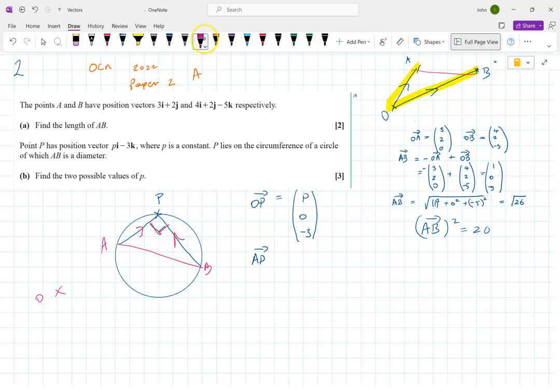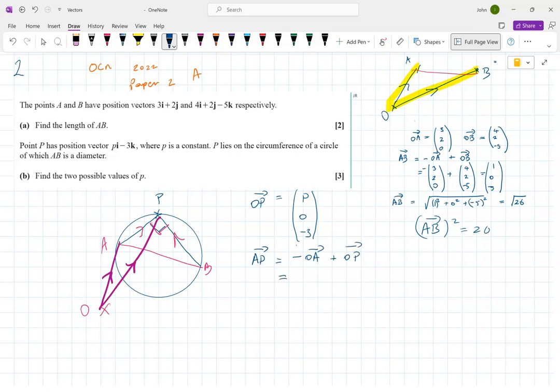And again, using the triangle law, it was a bit unfortunate the way I've tilted that. Let me put my O in another place. It's totally arbitrary where I put any of this. So using the triangle law, AP is equal to minus OA plus OP. So I'm going to write that down: minus OA plus OP.